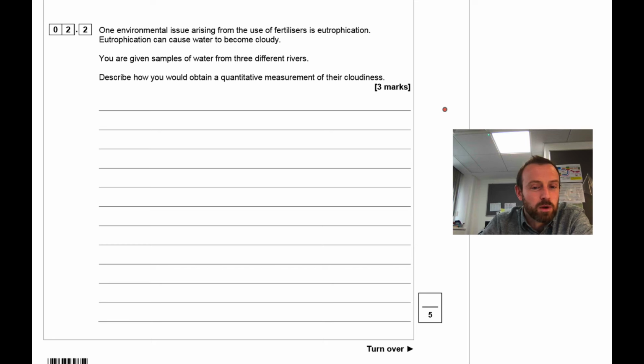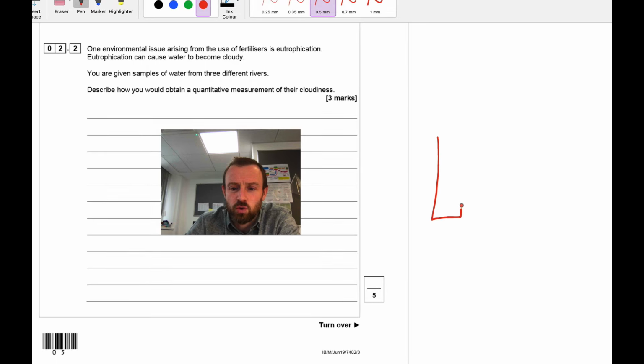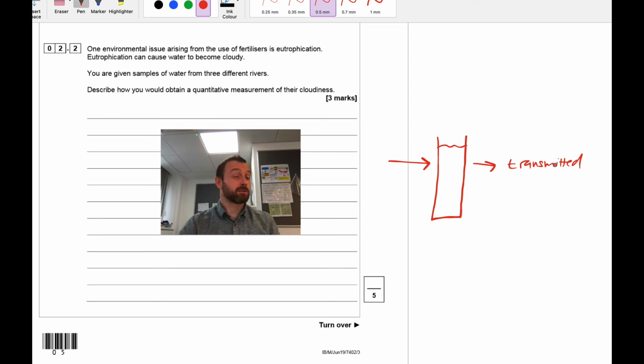So I definitely would want to use a colorimeter for this. I'm trying to think how I'd make sure to get 3 marks. I mean, you don't just say use a colorimeter, that's not going to cut it. But you'd put a sample of the water in a colorimeter cuvette, pass light through the cuvette, and record how much of the light is transmitted or absorbed. And then maybe I'd go on and say that cloudier water would give a higher value for absorbance or a lower value of transmission.